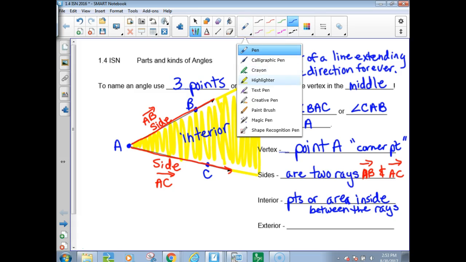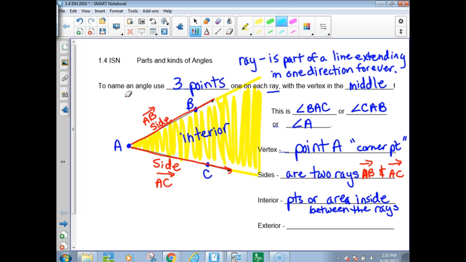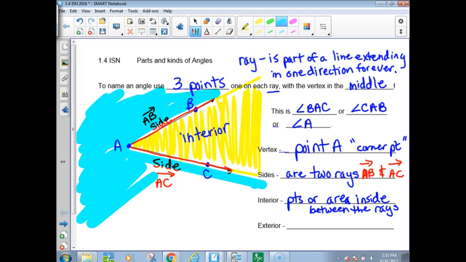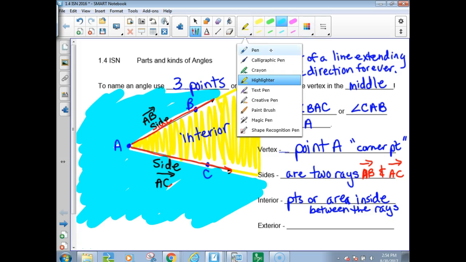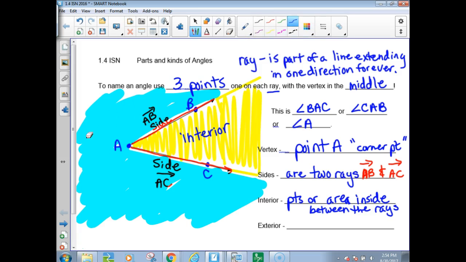So if that's in between the rays, then the exterior would be everything out here. I got a really fat highlighter. Okay, so all of these points are outside of those rays. So this is the exterior, and this is also exterior. So exterior are points or area outside the rays.